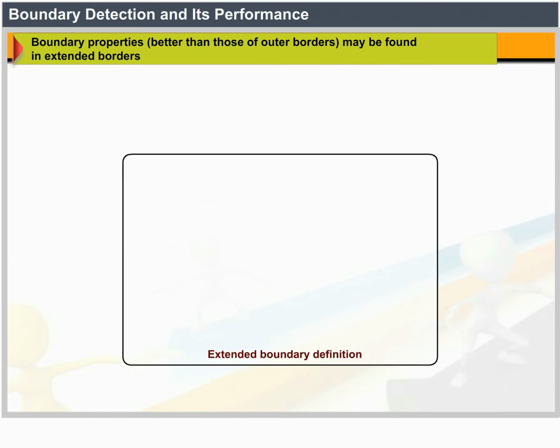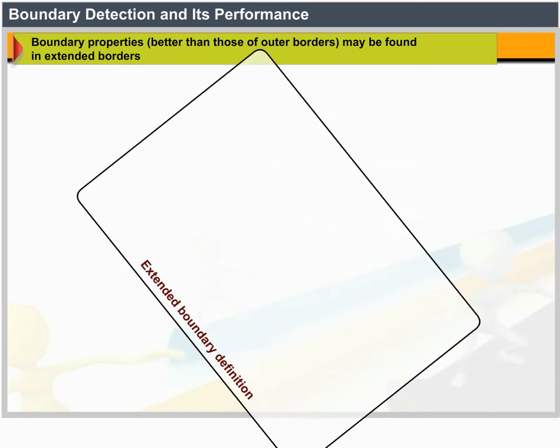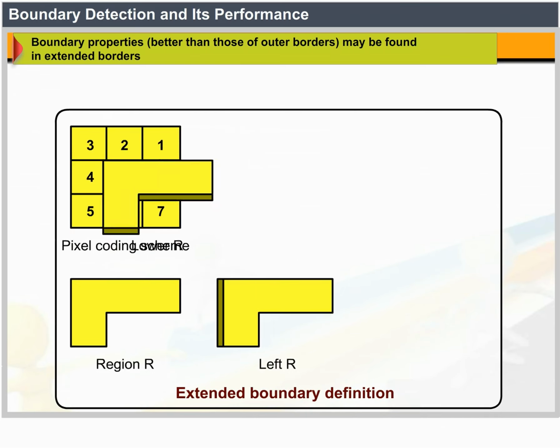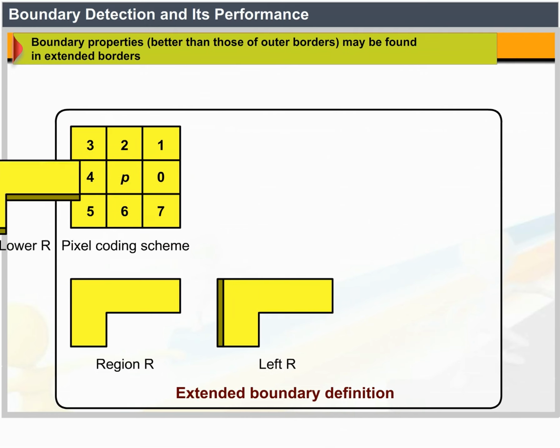The figure shows the extended boundary definition: A. Pixel coding scheme, B. Region R, C. Left R, D. Lower R, E. Extended boundary.